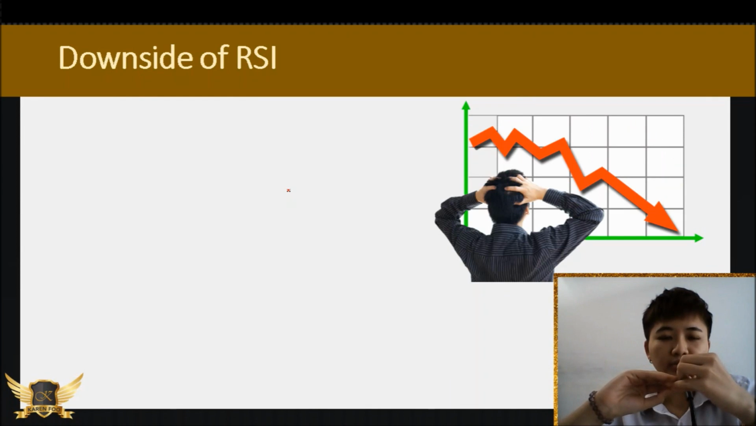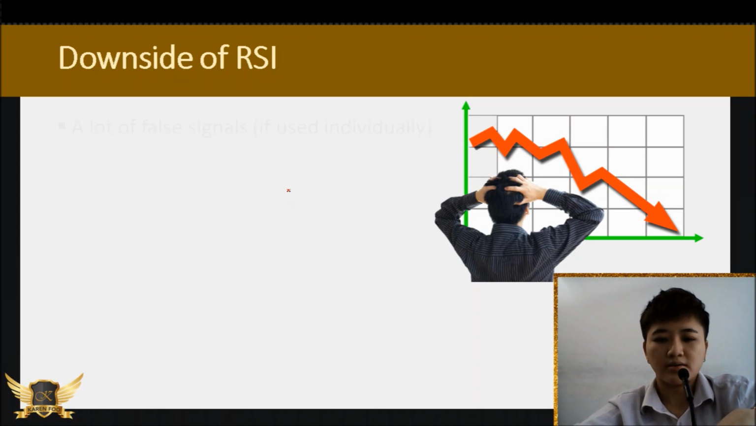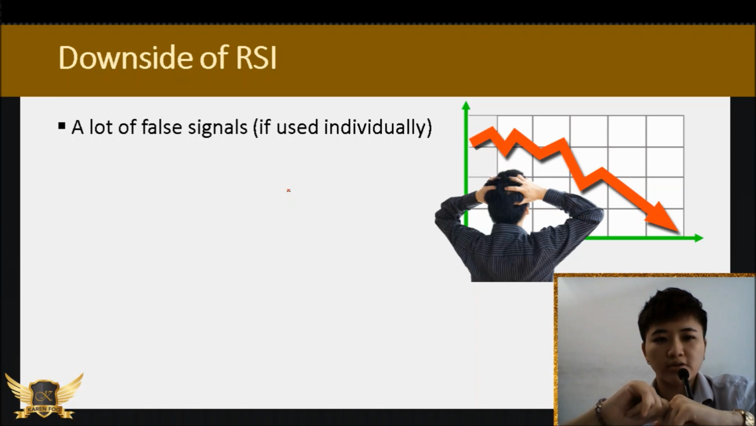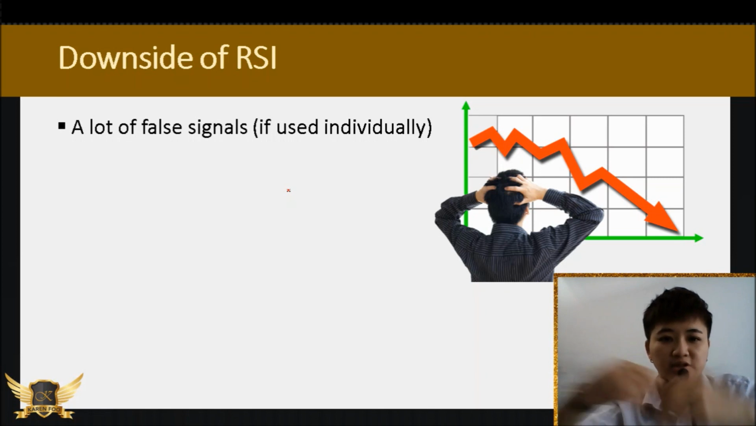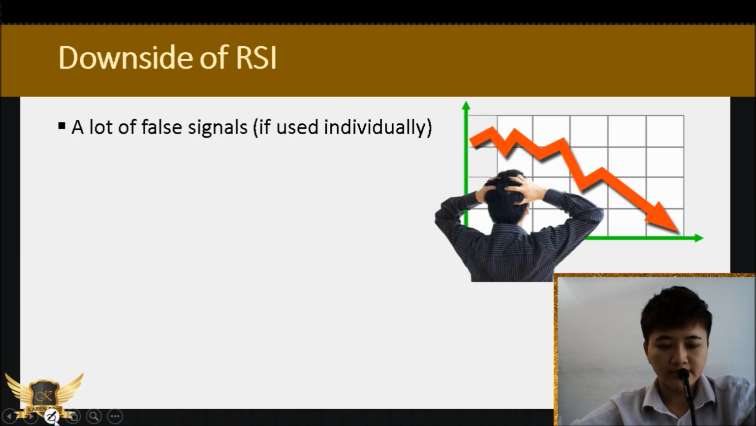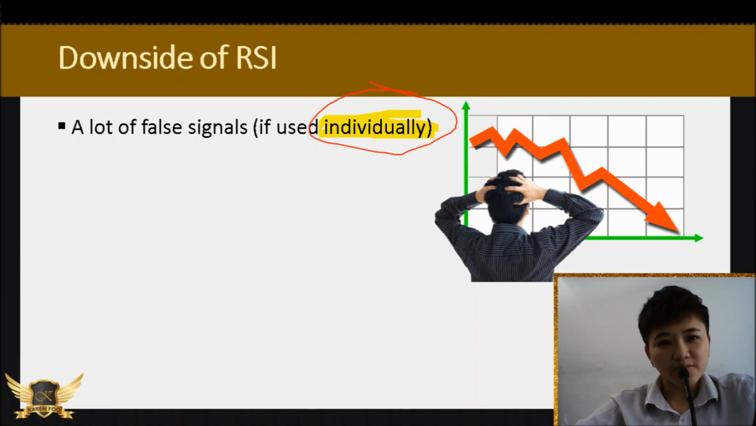Okay, so some of the downsides of RSI is you already know that it's going to give you a lot of false signals, especially if you use it, let me just highlight this, individually, okay. As to which indicators you should combine it with, I'm going to cover that in the next few videos along with RSI. I'm going to give you more examples too, if you treat me nice, okay.